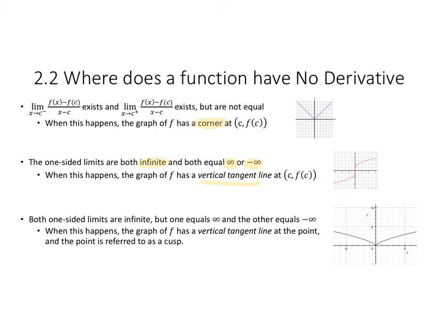And then another way is when both limits are infinite, but one equals positive infinity and the other equals negative infinity. That's called a cusp. This happens when we have a vertical tangent line at the point. One example of that happening is the function x to the 2/3. So this one was the cubed root of x, and this one was absolute value of x. It's not necessarily important that you remember cusps and corners. What is important is that you remember that the derivative does not exist at those points.